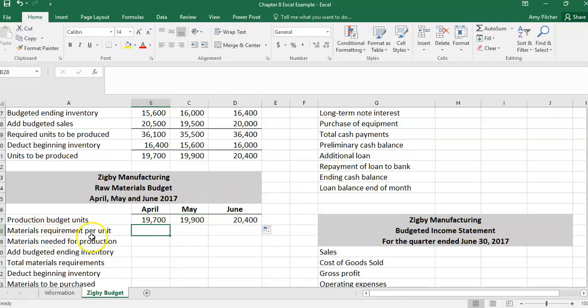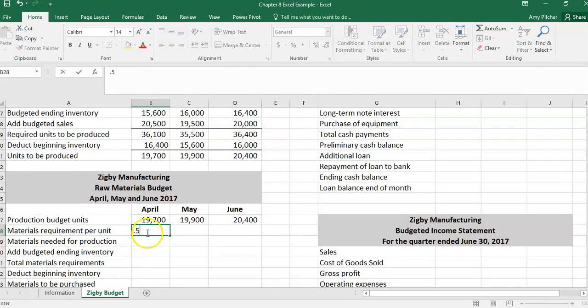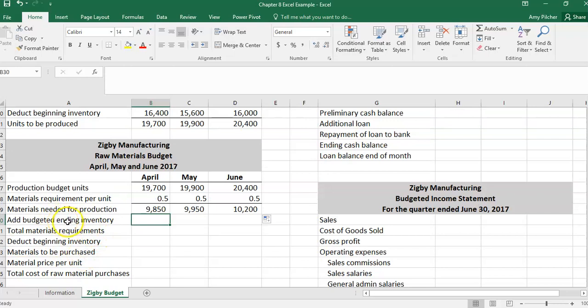Next, we need our materials requirement per unit. So we'll go back to our information, where we see that each finished unit requires 0.5 units of raw materials. So we need 0.5 units of raw materials for each unit that we produce. We take the number of units times our materials requirement, and that tells us how many materials are needed for production in each month.